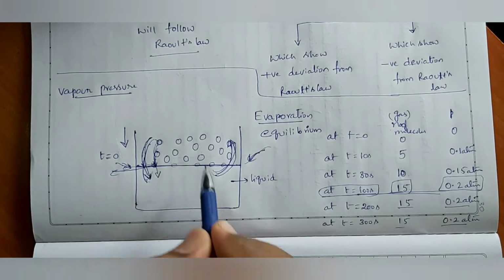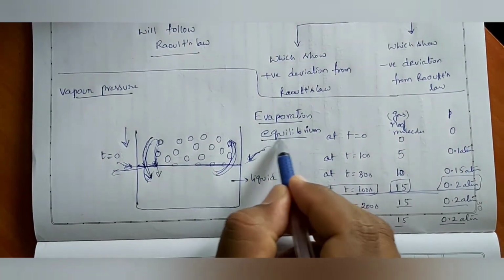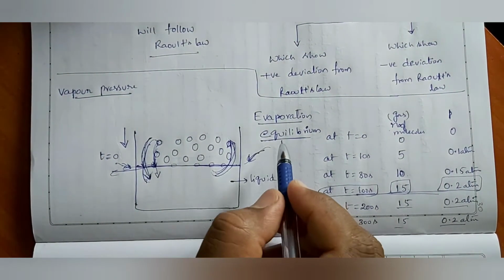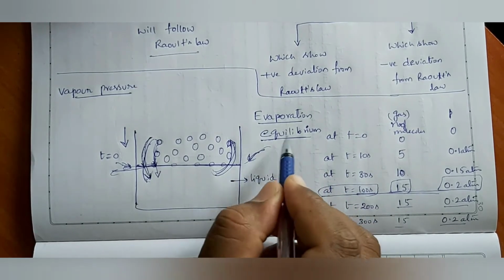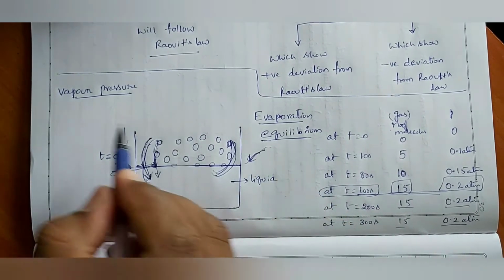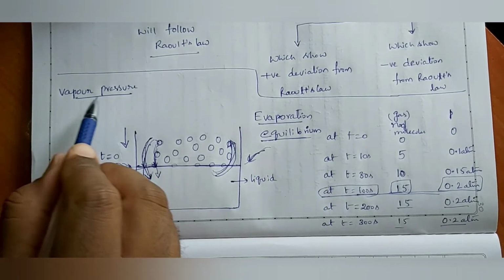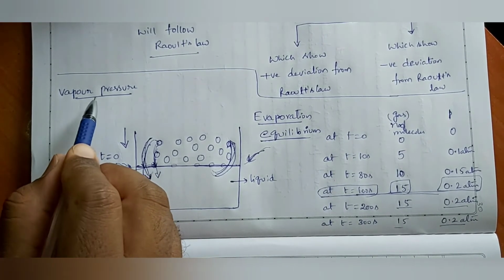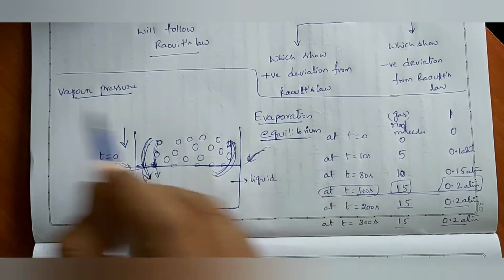Both gaseous molecules and liquid molecules are said to be in equilibrium. Okay, now I have to talk about this equilibrium condition. After that, I have to tell our actual concept, vapor pressure. I will tell the definition after completion of this equilibrium concept.